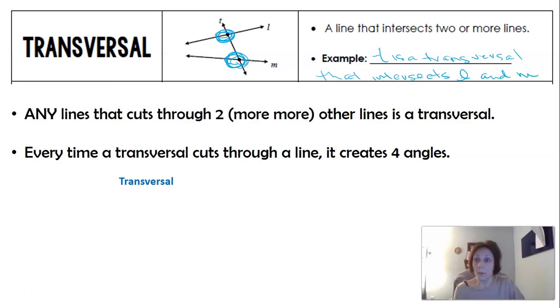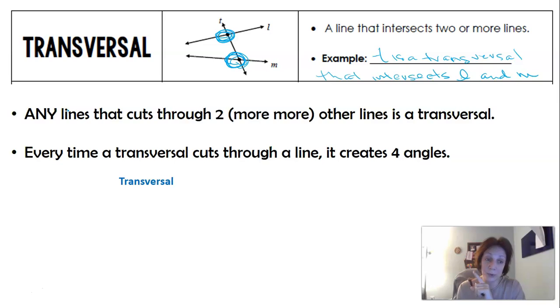All right, so again, this first bullet here is just a restatement of what we already said. Any line that cuts through 2 or more. I wrote more, you get me. Anytime it passes through 2 or more, it's called a transversal, but that name is reserved for when it cuts through 2 or more. Right?